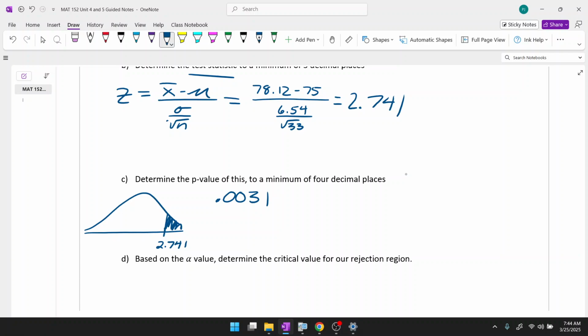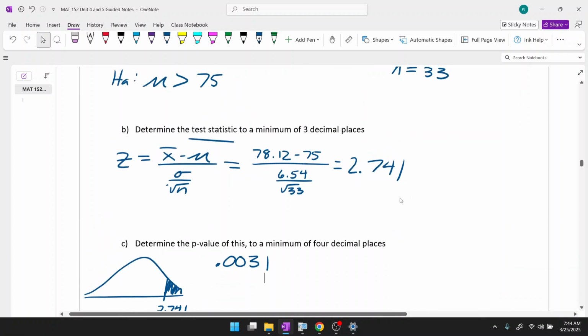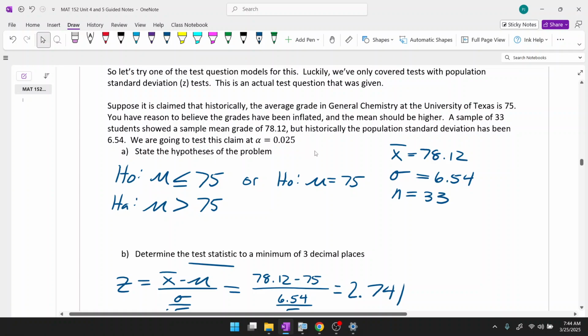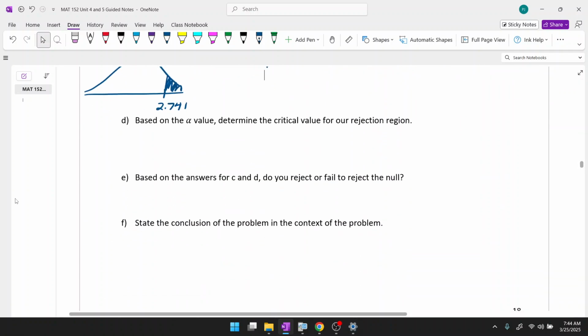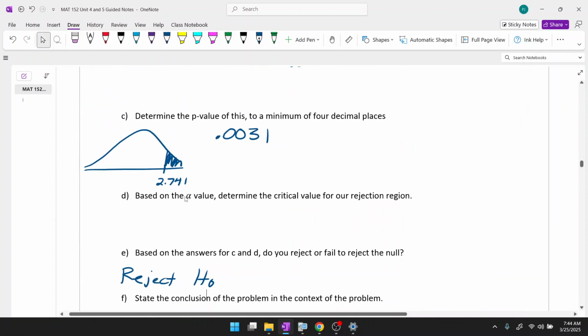Now, that is obviously a low p-value. We are going to reject the null. I used to ask E and F together, but we're going to reject the null. Even though we know that we're going to reject the null here, what I'm going to do is determine the critical value.